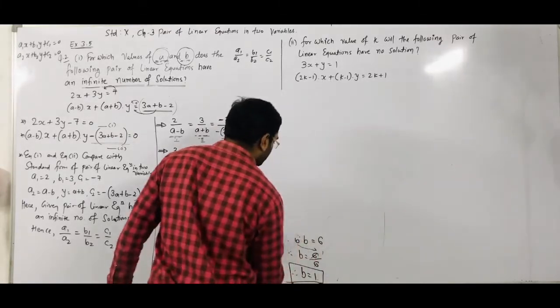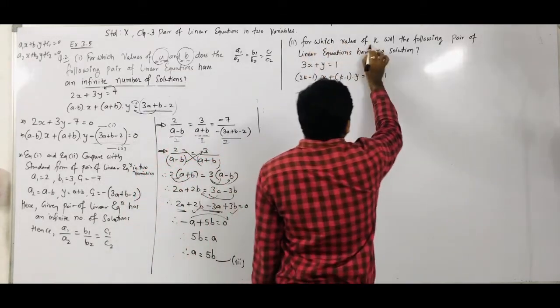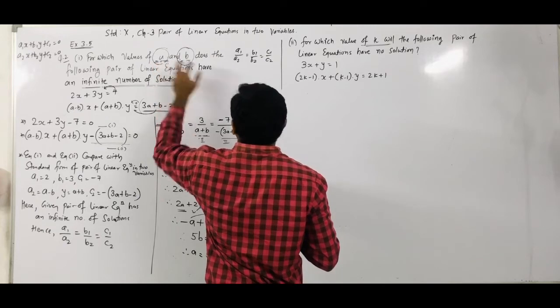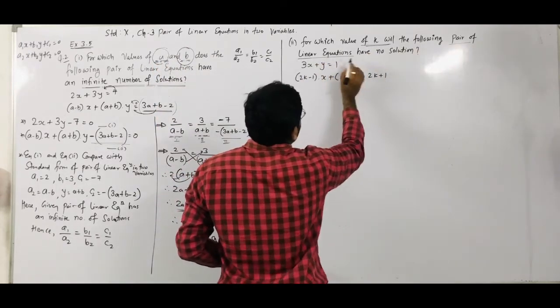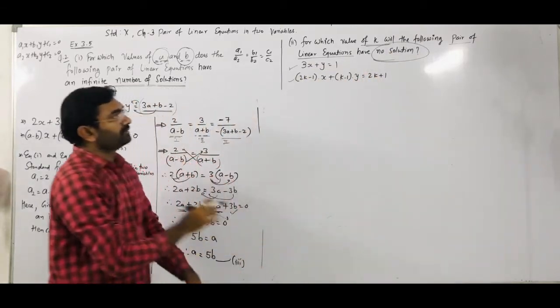Now see question number 2, in which they ask for which value of k. Here it was for which values of a and b, and here it is for which value of k the given following pair of linear equations has no solution. This pair of linear equations is given.